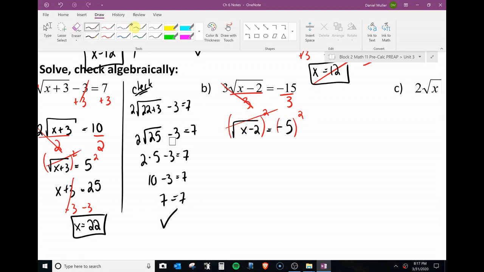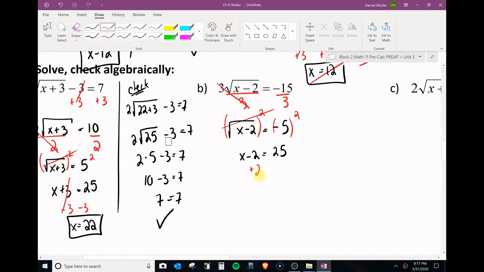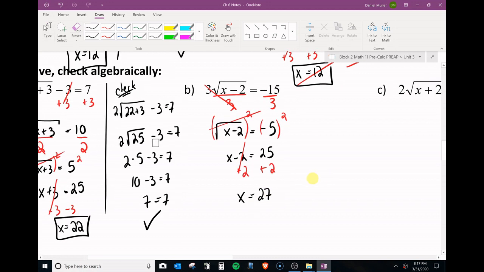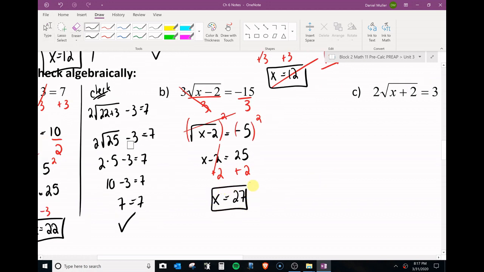Now I can get rid of my brackets or my exponents by squaring it. Square cancels the square root. So I've got x minus 2 equals negative 5 squared. It's not going to be 10 or negative 10. That's embarrassing. Nope, it's going to be 25. And then I can add 2. So x equals 25 plus 2, which is 27. So that's what we have. Let's check, though, before we get ahead of ourselves.